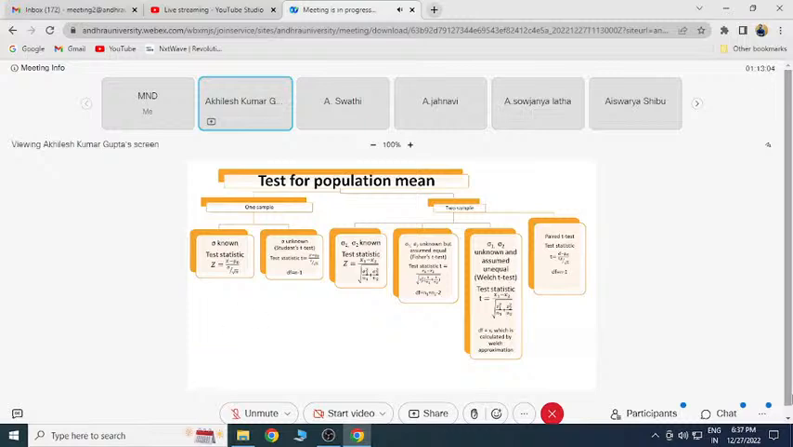So here we can see that we have two situations for testing the population mean. One is one sample, and the second one is two sample. And again, under one sample you will have two situations, whether you know the population standard deviation or you don't know the population standard deviation. So when we know the population standard deviation, we go for the z-test. When we don't know the population standard deviation, we go for the t-test. It is true for both types of our condition, one sample and two sample.